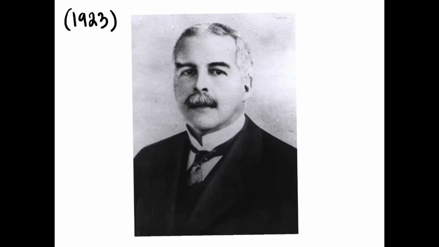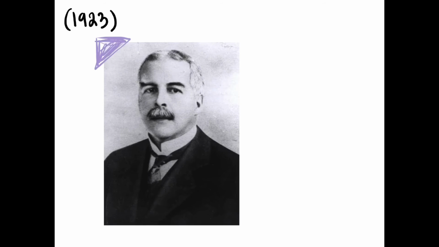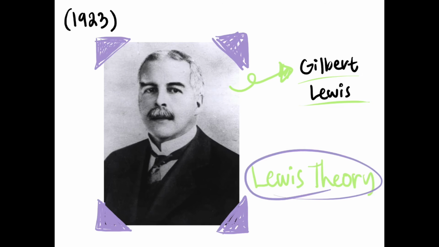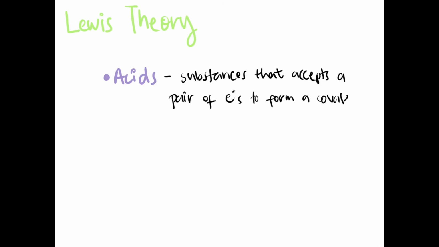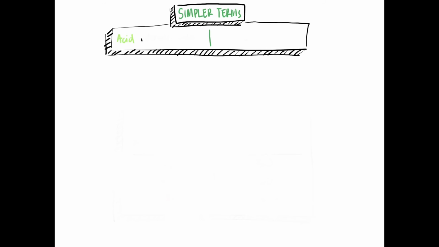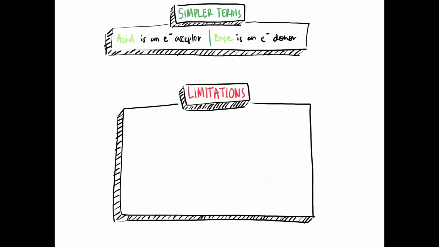Lastly, in that same year, 1923, Gilbert Lewis proposed an even more general theory than either of the aforementioned theories, which is called the Lewis theory. In this theory, an acid is a substance that accepts a pair of electrons to form a covalent bond, while a base is a substance that donates a pair of electrons to form a covalent bond. In simpler terms, an acid is an electron acceptor, while a base is an electron donor.